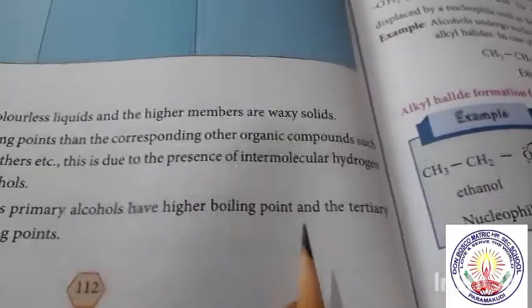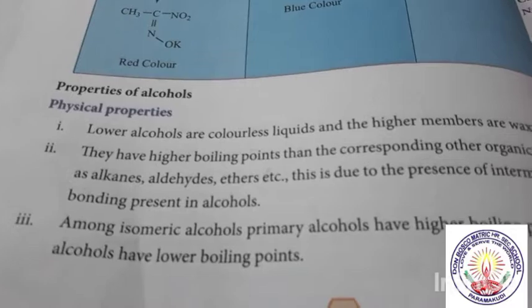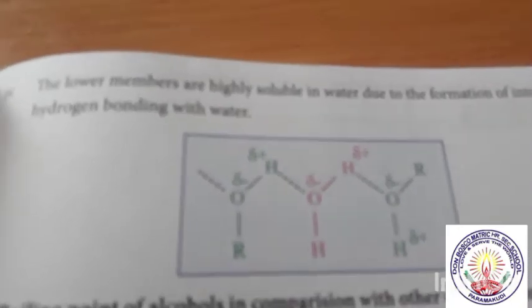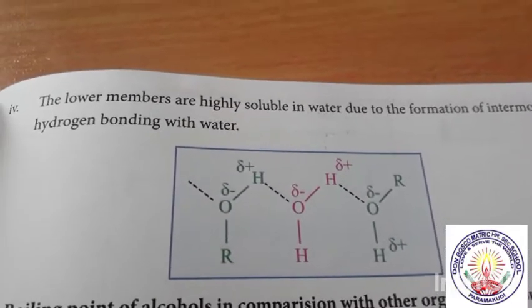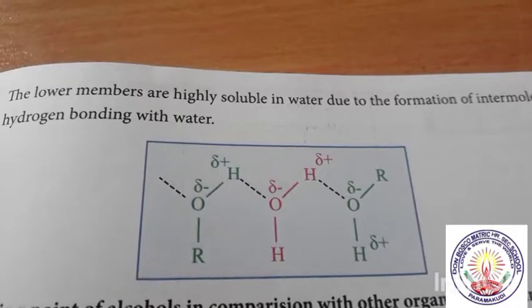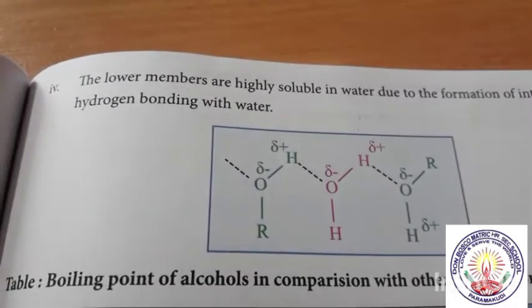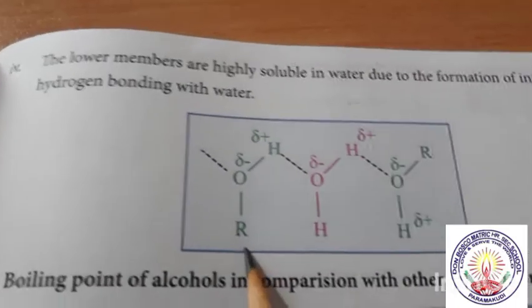and the tertiary alcohols have a lower boiling point. The fourth one: the lower members are highly soluble in water due to the formation of intermolecular hydrogen bonding.